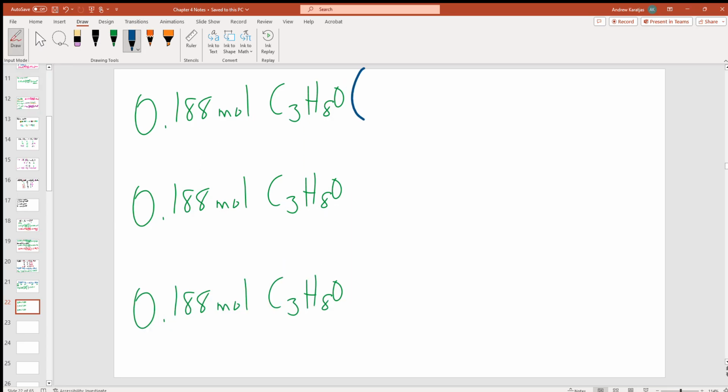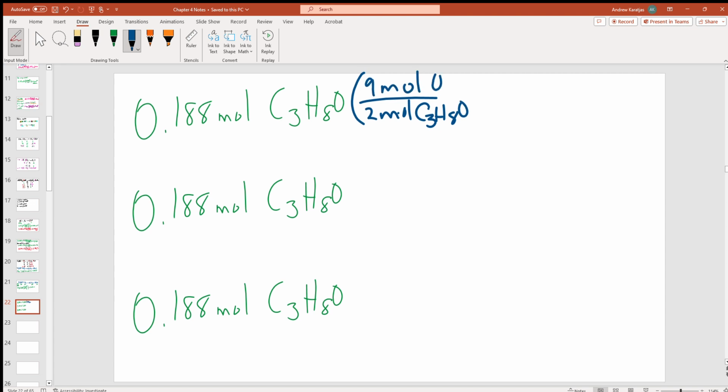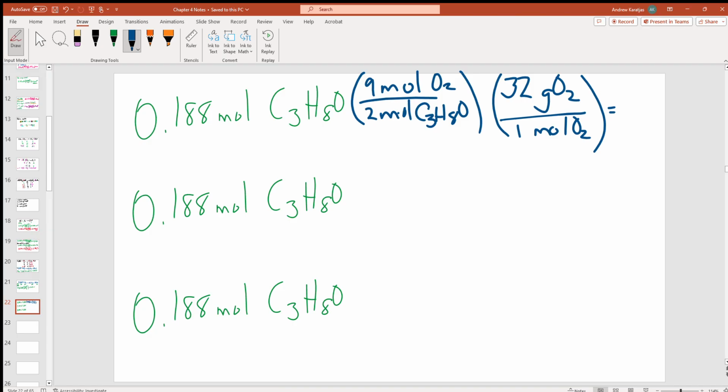All right, and in the first case, we're going to go to moles of oxygen. And from there to grams of oxygen. And we find that this will require 27.1 grams of oxygen.